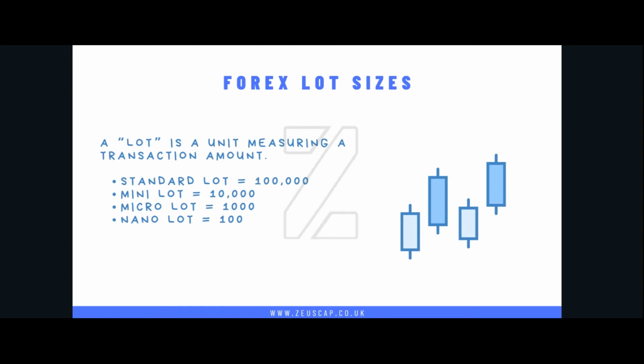A mini lot represents $1 a pip. So if you're trading a 0.10 lot size, that represents $1 a pip. And then a micro lot, so if you're trading 0.01, you're trading 10 pence or 10 cents a pip when trading EUR/USD. And the nano lot, again, the tiniest one there is, is $0.01 per pip when trading EUR/USD.